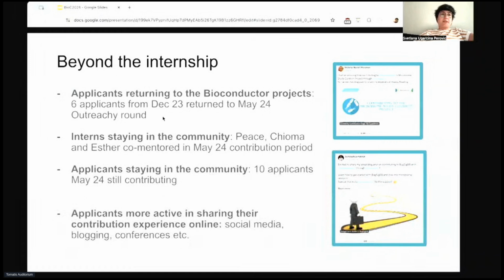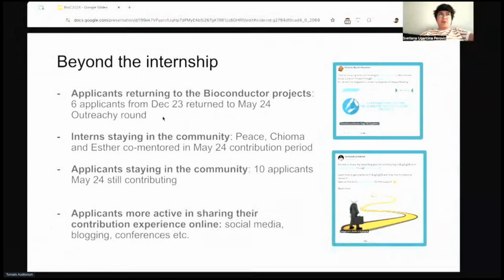Beyond the internship, we see ongoing engagement from our participants. 6 applicants from December 2023 returned to the next round. For the next round of application for the internships, interns Peace, Xinyue, and Esther stayed with us in the community as commenters. Additionally, 10 applicants from the May 2024 round continue to contribute.